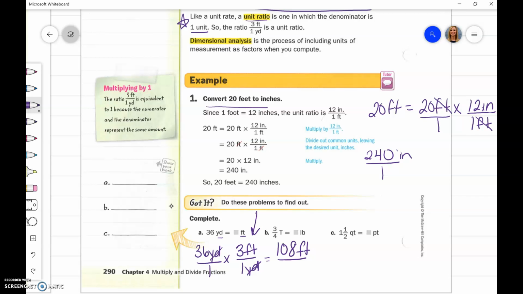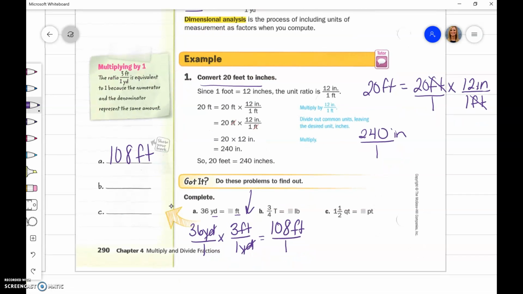I get 108 feet over 1. Therefore, my answer is 108 feet, because all I did was multiply 36 times 3. Again, if you're not sure what 36 times 3 is, you're going to go up and do that on the side. Okay? All right, let's take a look at the next one.